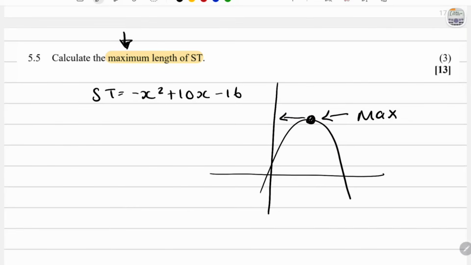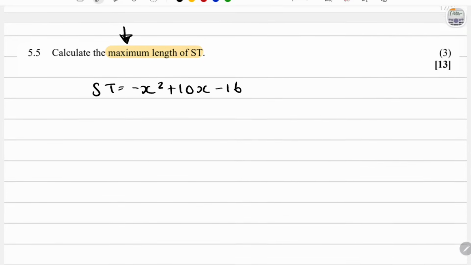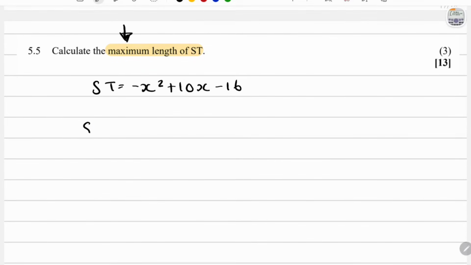To find the turning point's y value, there are 2 ways. You can either derive or you can use the equation for the turning point, which is x is equal to negative b over 2a. Okay, so let's go ahead and find that. So we're going to derive this.